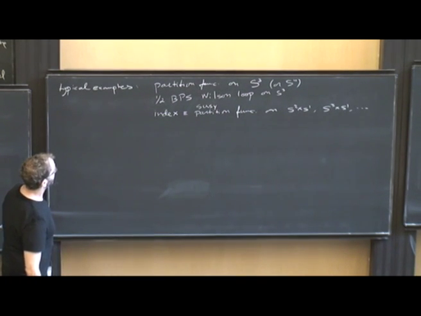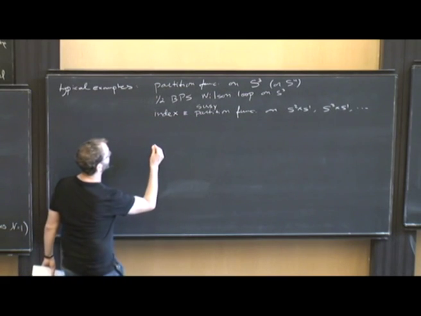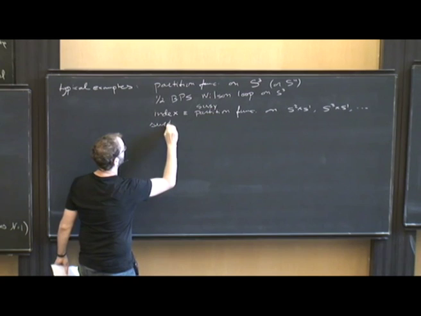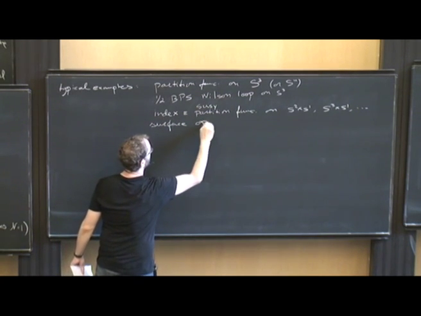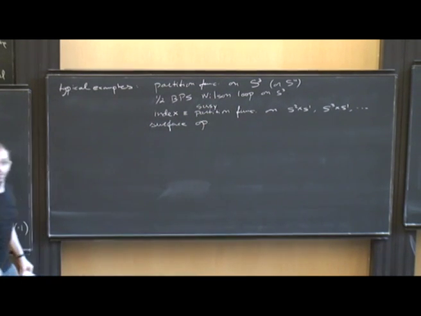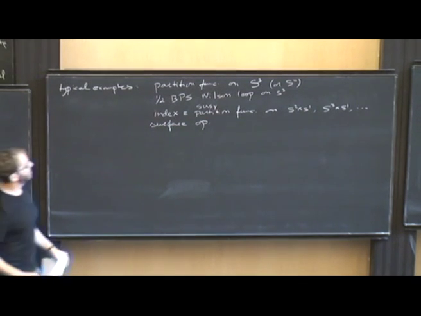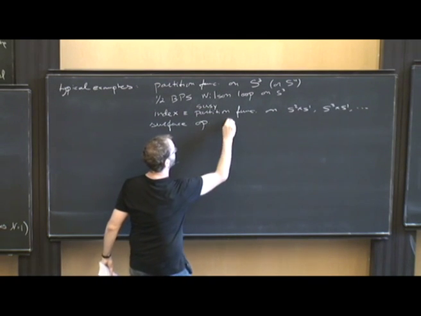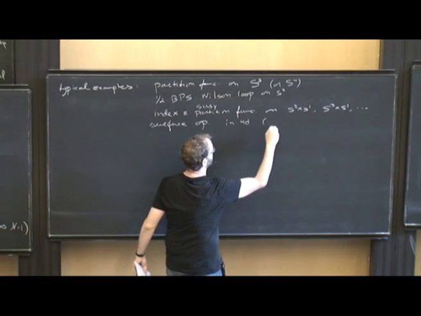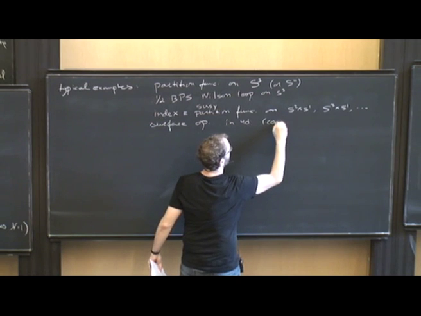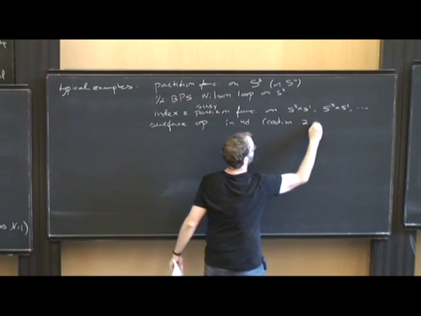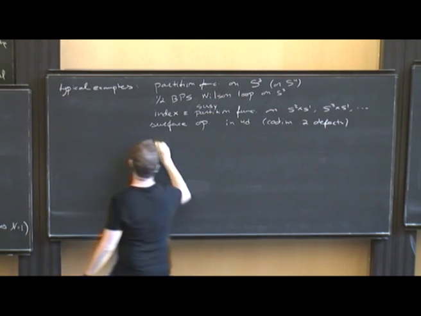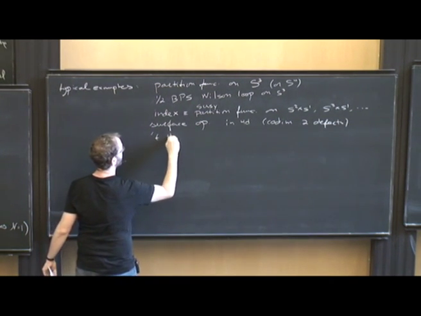You could calculate other kinds of observables, like surface operators. So that's two-dimensional observables, say in 4 dimensions. It wasn't calculated in 3 dimensions, but in 4 dimensions it was calculated. So it's a co-dimension 2 defects. You can, in 4D, also calculate the half loops.